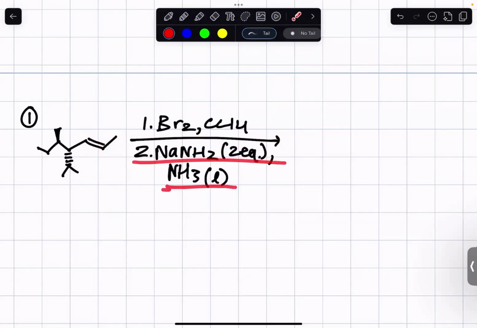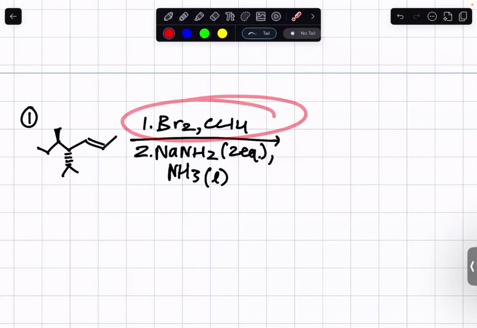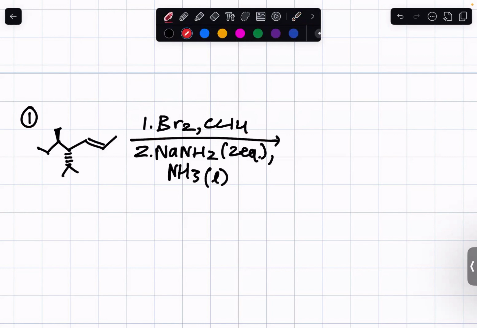equivalents, and NH3 liquid ammonia. So the first reaction here is going to be an alkene reaction. Do you guys remember what the mechanism would look like? What is the special intermediate name when we react an alkene with X2 in a CCl4 solvent here? Yes, so the product will be a vicinal dihalide.